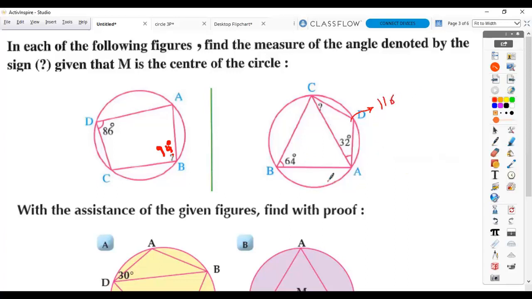It will be 116. And in the triangle ADC, we have two angles, so we can find the third. It will be 180 minus 116 plus 34. It will also be 32. And here, another two questions.